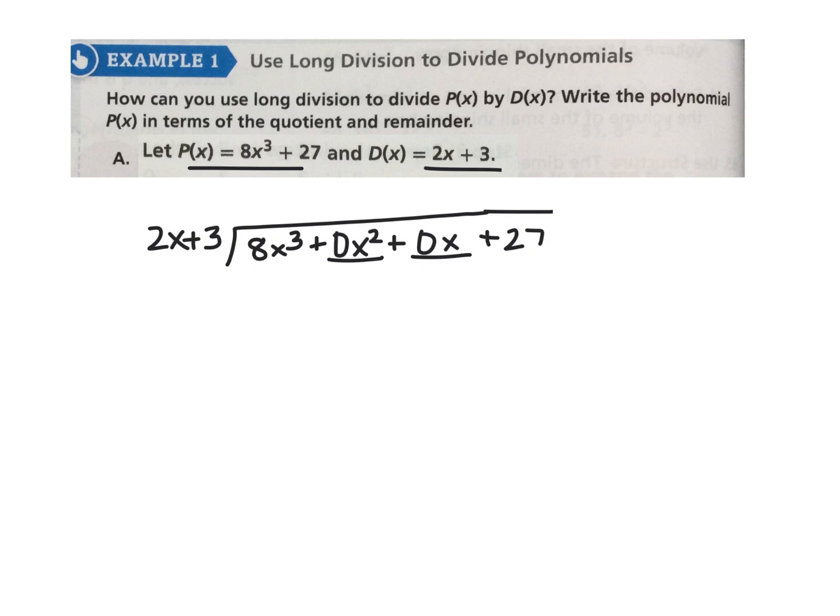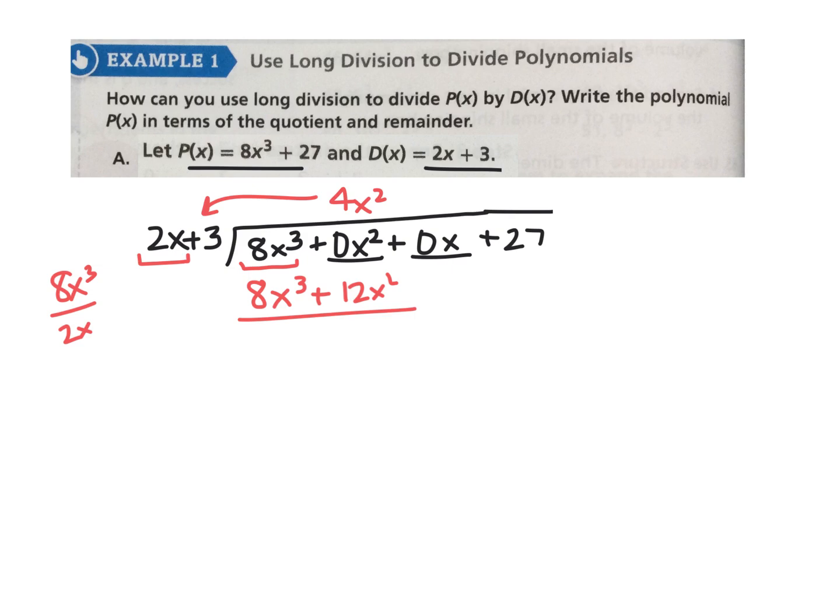So just like with the other one, I'm going to divide. How many times does my first term, 2x, go into 8x to the third? And that is going to go in 4x squared times, right? If you divide that out. So now that we've divided, we're going to multiply. So I'm going to multiply this times this factor out here. That's going to give me 8x to the third plus 12x squared.